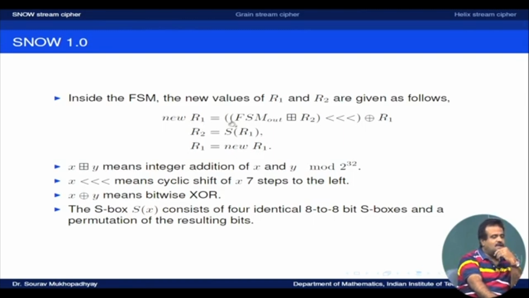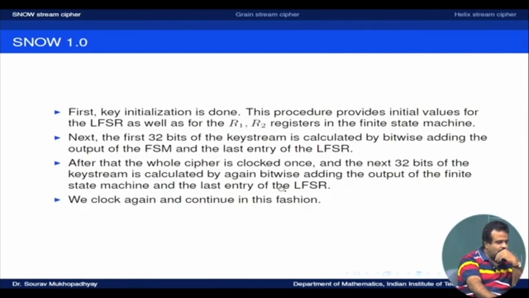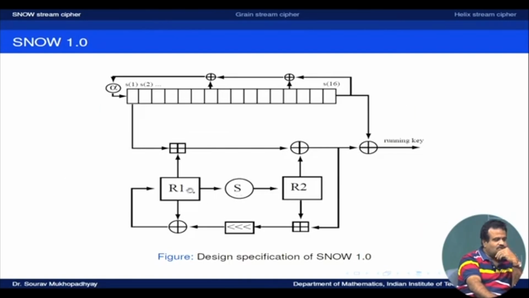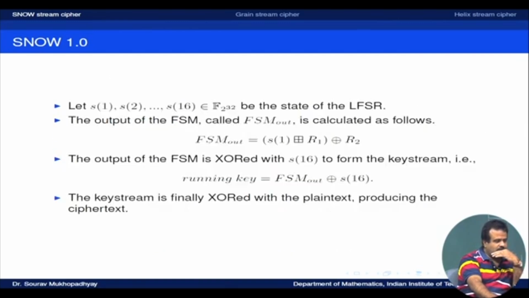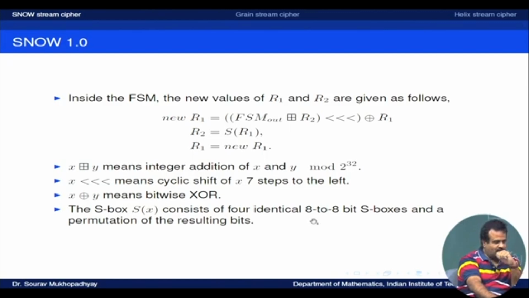So this is the state update function for R1 and R2. R1 is basically f of this output, which we add modulo 2 to the power 32 with R2, then apply a cyclic shift by 7, and the final result we XOR with R1. This is the update of R1, and R2 is simply updated through an S-box. If we come to the figure again, this is the S-box which takes R1 as input, and R2 is updated by this. Okay, so this is the state update function for this finite state machine.